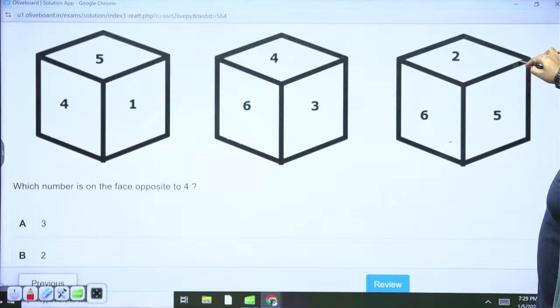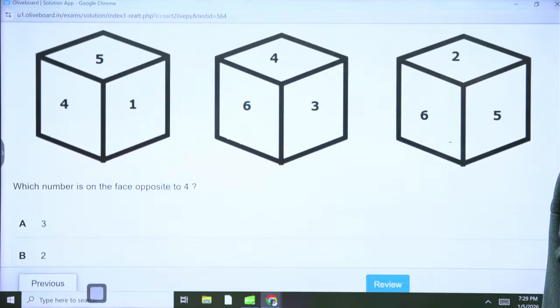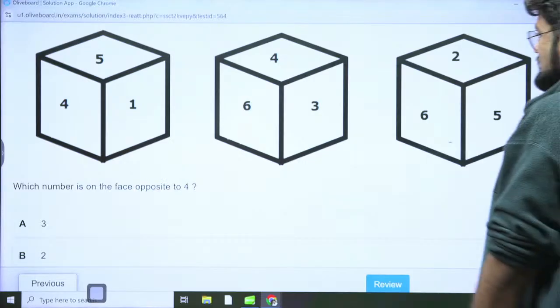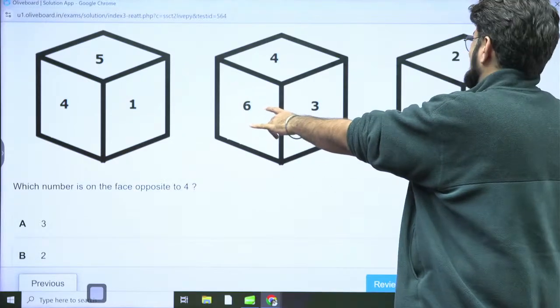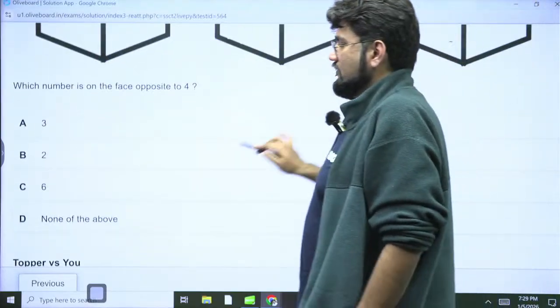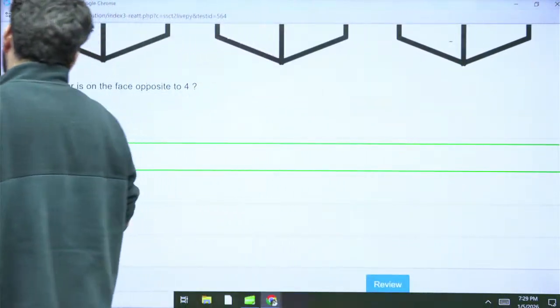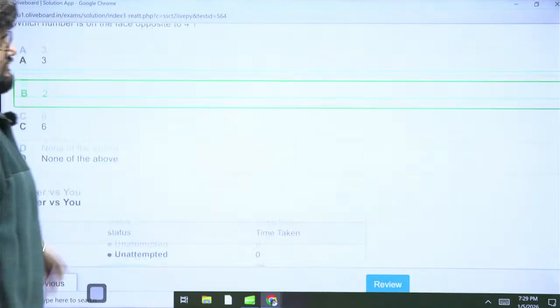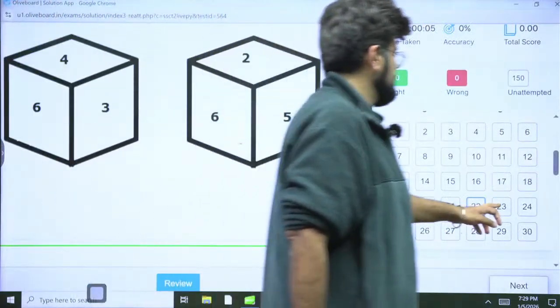What is opposite to 4? Okay. So with 4, if we pick this up clockwise, so 2, 4 and 2 will be opposite, right? So we have 2 here. What's the problem? Why none of the above? 25 seconds. Easy. Clockwise method you could have put.